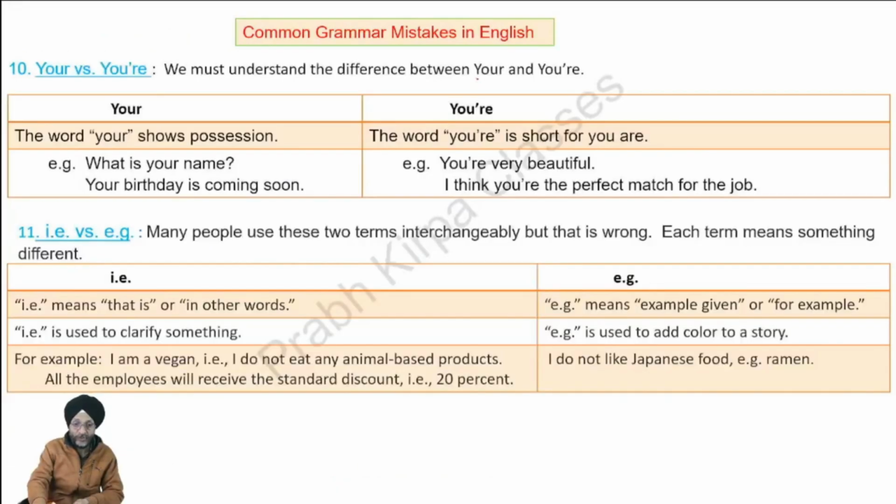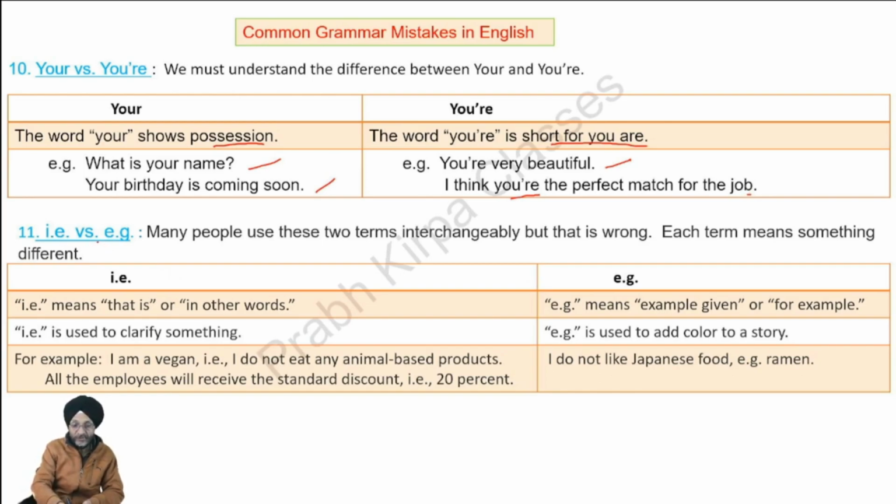Your versus you're. We must understand where we should use the word your and where we should use you are. Your shows possession, whereas you're is the short form of you are. Examples of your: What is your name? Your birthday is coming soon. Examples of you are: You are very beautiful. I think you are the perfect match for the job.